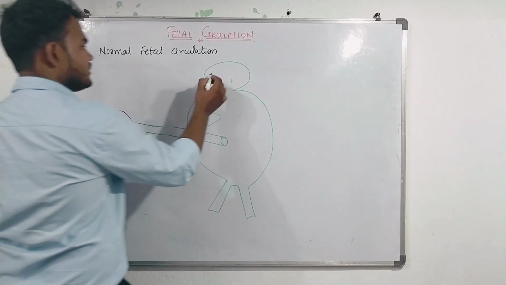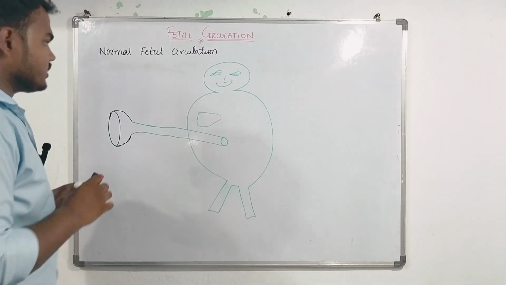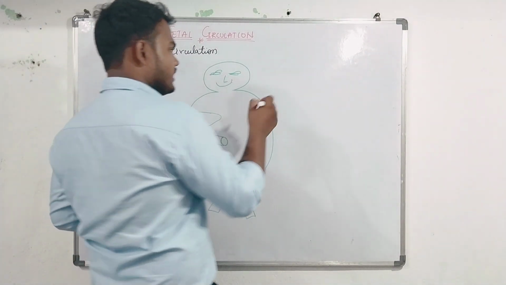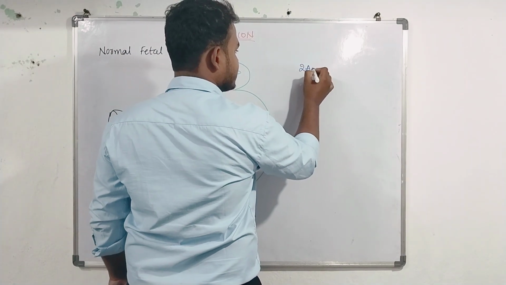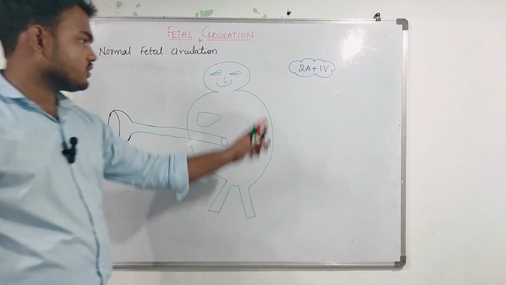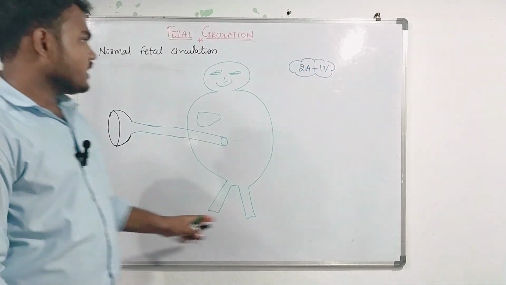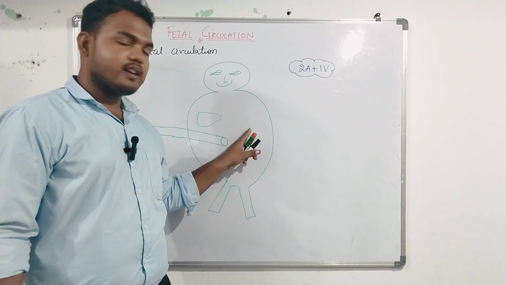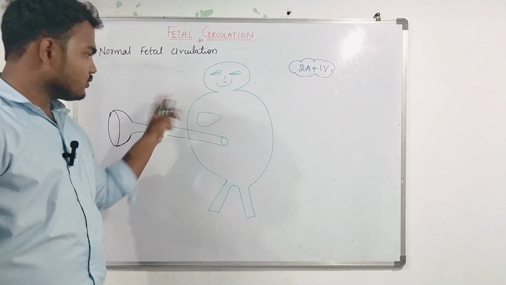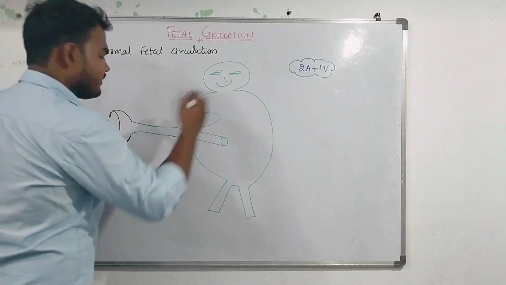Next, first, see this. The umbilical cord contains two arteries and one vein. Just to remember this: umbilical cord contains two arteries, one vein. The arteries take blood away from the fetus, and the vein takes blood towards the fetus. You have to remember that. Now first, here there is one vein.